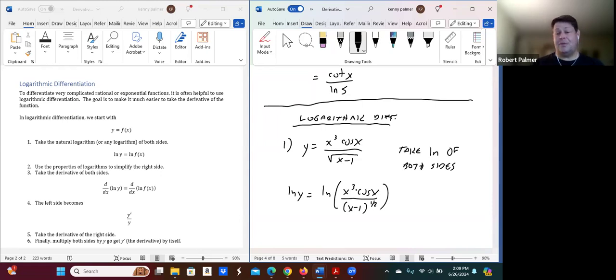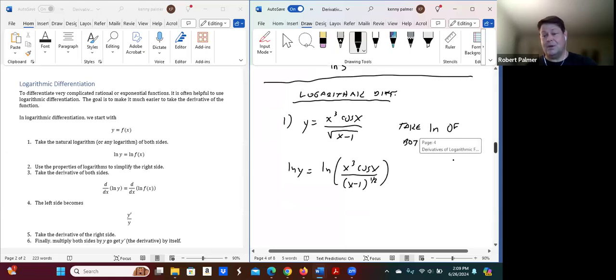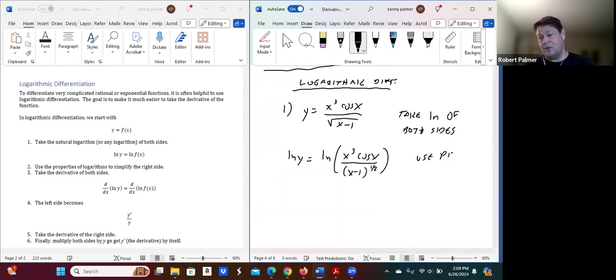The reason we did that is so our next step is to use the properties of logarithms to simplify the right side. So use properties of logs on this side. The left side is still the natural log of y. Now, I have a fraction, so first break up the fraction, working from the outside in. That's going to be the natural log of the numerator, x cubed times the cosine of x, minus the natural log of x minus 1 to the 1/2.